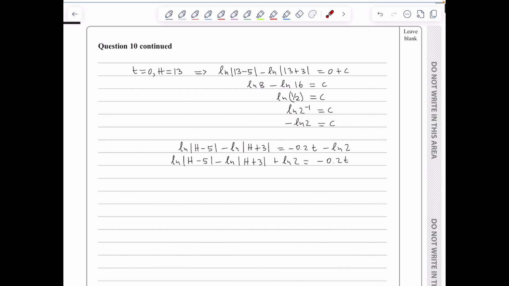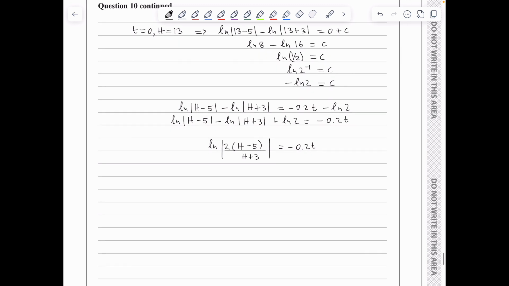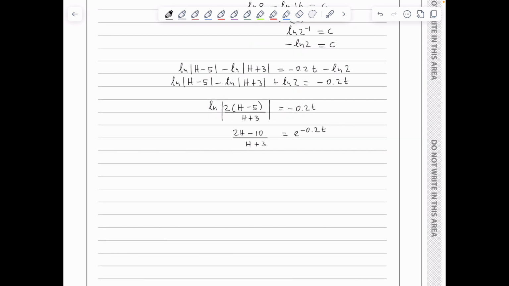We know that when we've got addition of logarithms, we multiply, and when we've got subtraction, we divide, and therefore this leads to ln of 2 times H minus 5 over the H plus 3 being equal to negative 0.2t, and therefore we arrive at 2H minus 10 over H plus 3 being e to the minus 0.2t. Remember, I'm trying to make capital H the subject here, so I will cross multiply to get 2H minus 10 is equal to H e to the minus 0.2t plus 3e to the minus 0.2t.